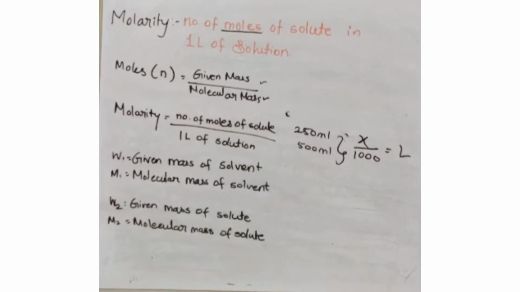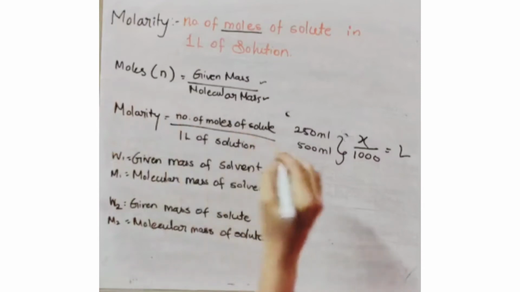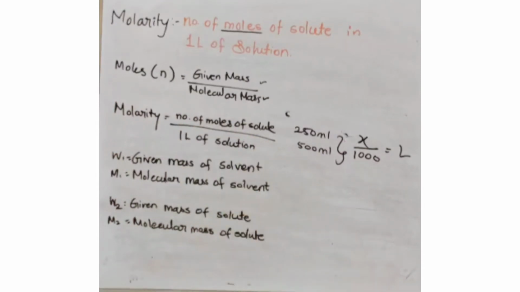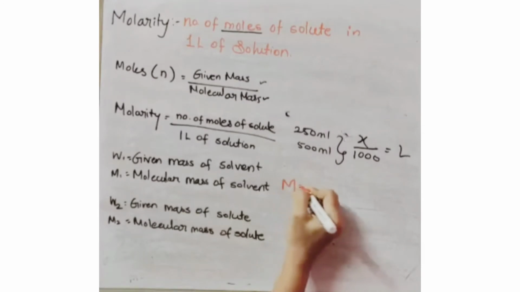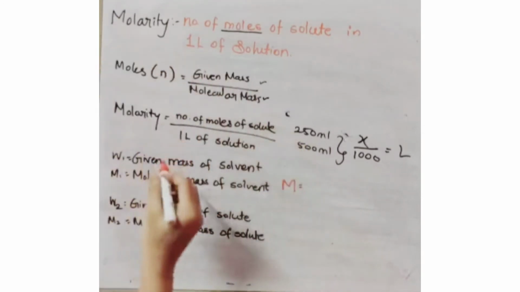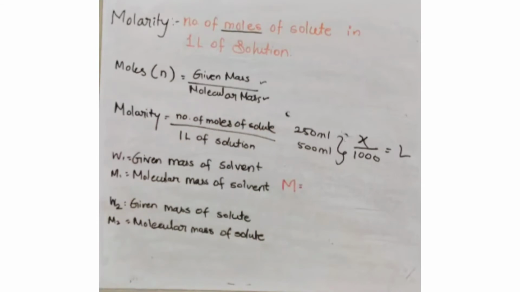So what will I do? I will elaborate this molarity formula and write it down over here. It's a different pen, so you will understand. M is nothing but molarity. So we have the formula for molarity, that is number of moles of solute. For solute, we have W2 and M2. W2 is the given mass of solute and M2 is the molecular mass.